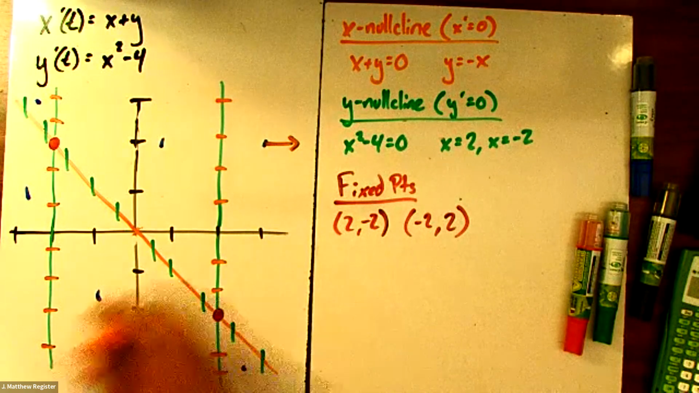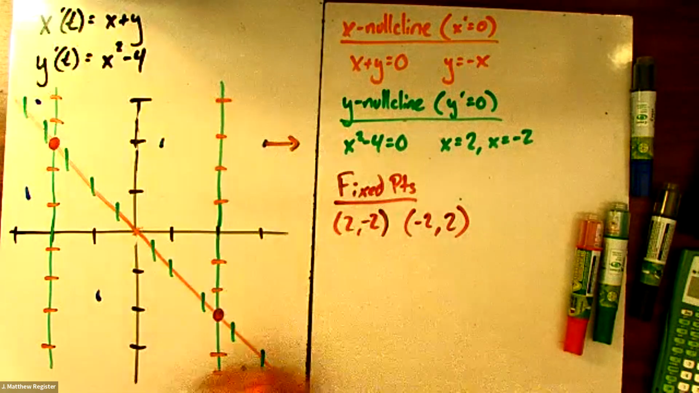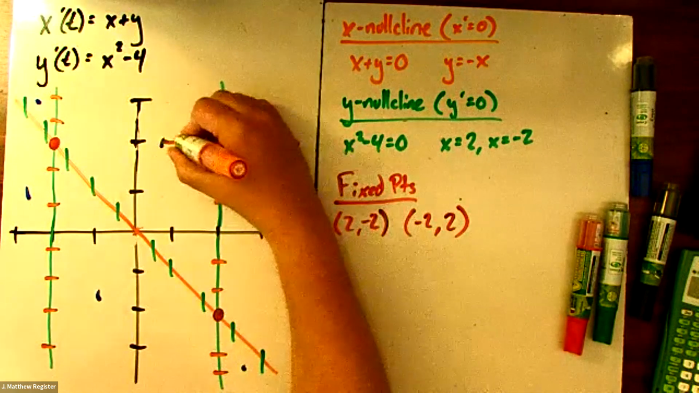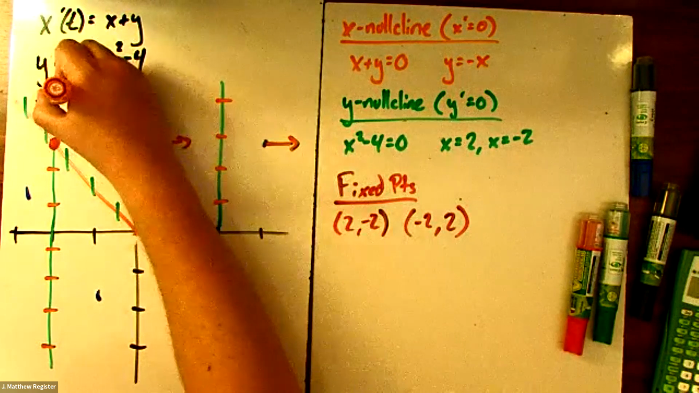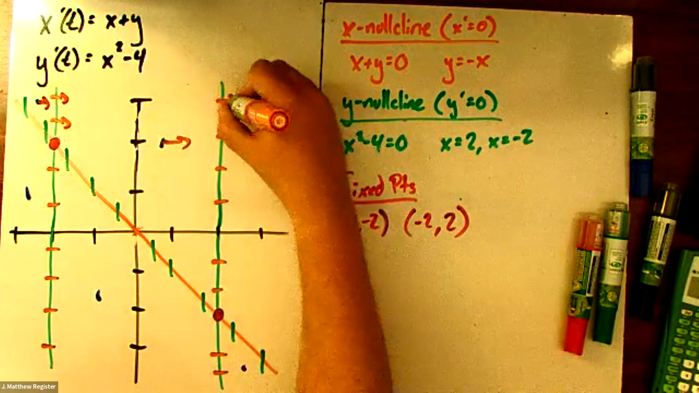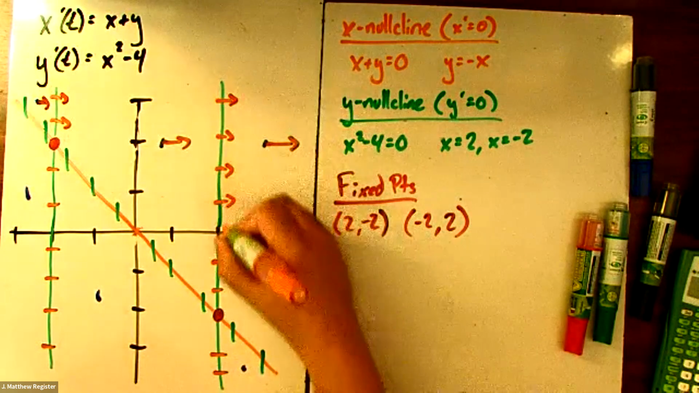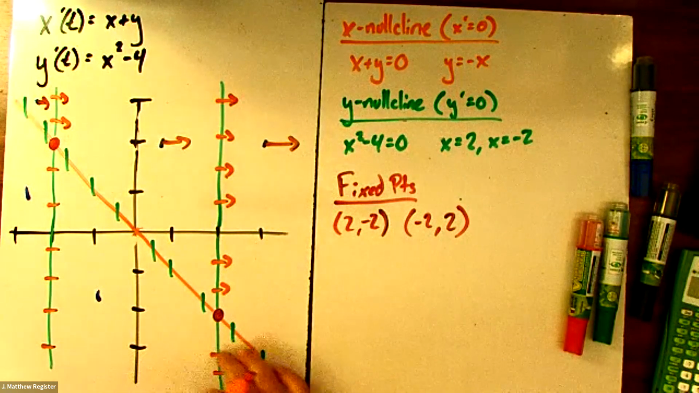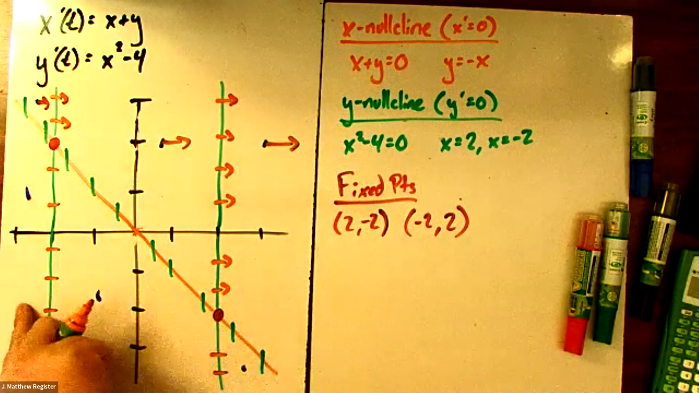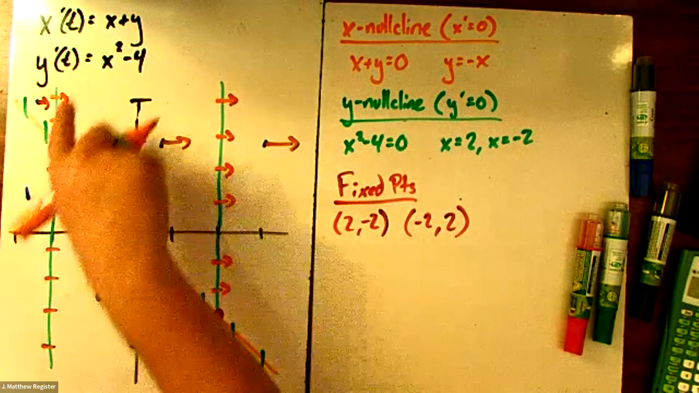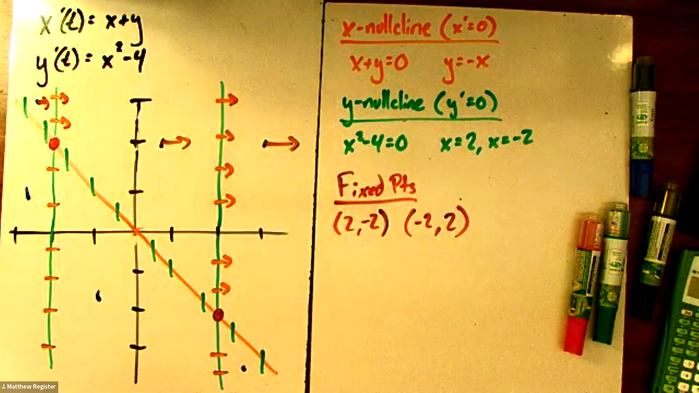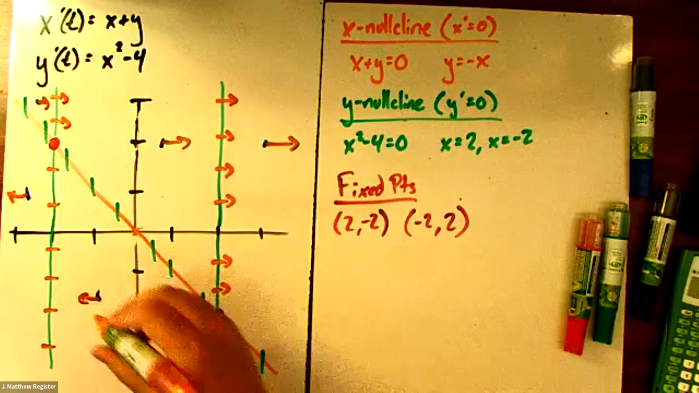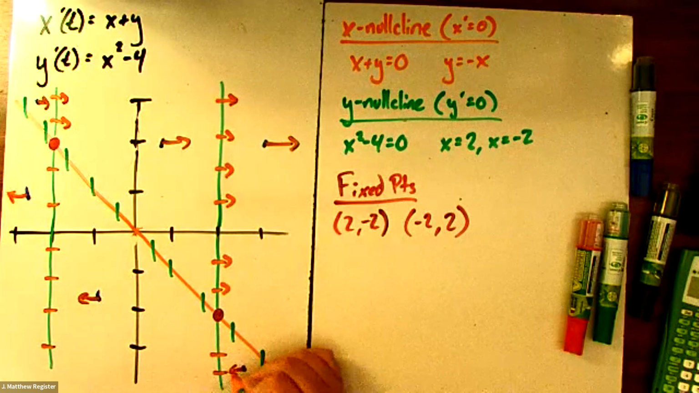And it turns out everything on this side of the null line is also going to be going in a positive X direction, including on the null lines. If we are on the other side, like let's say we were at -10, -10, well, that's going to give us a negative X prime. And so that tells us that everything is going to be going in the negative X direction.